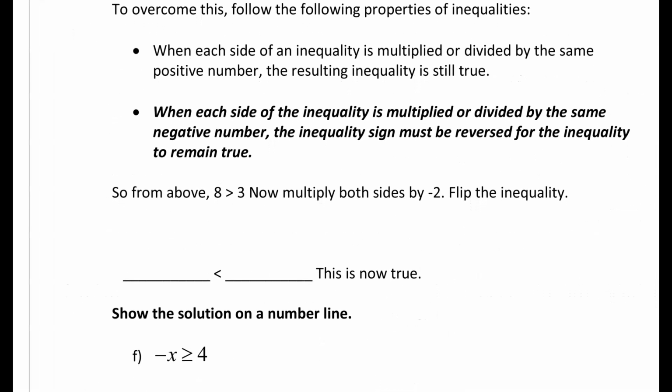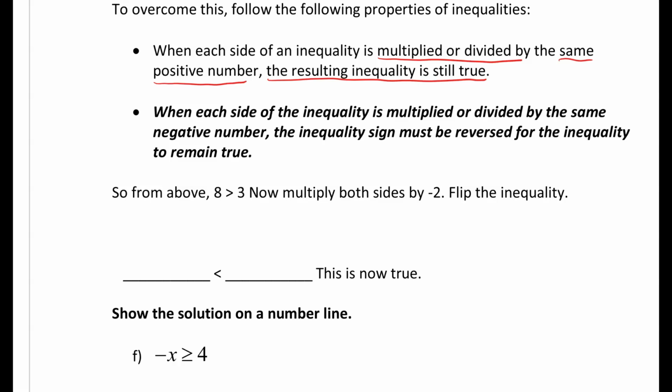Now, to overcome this, follow the following properties of inequalities. When each side of an inequality is multiplied or divided by the same positive number, the resulting inequality is still true. And this is for multiplying and dividing.